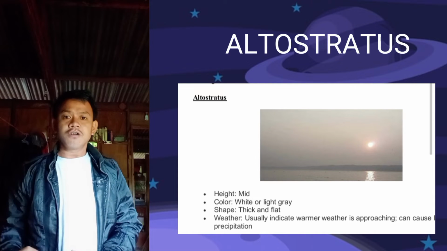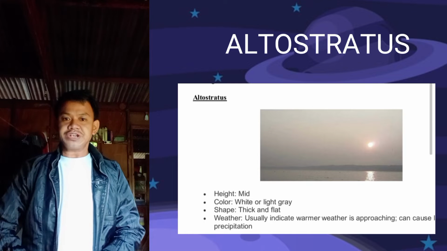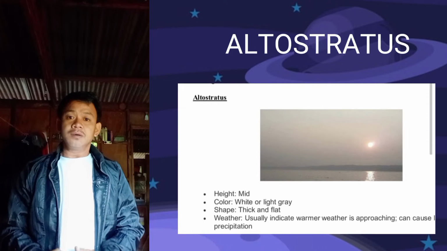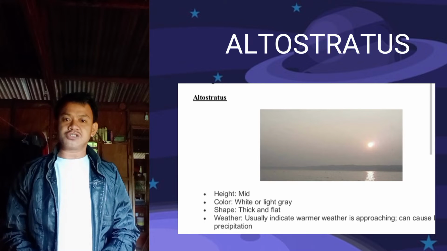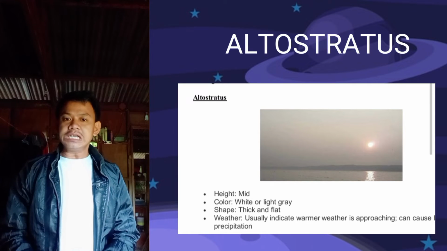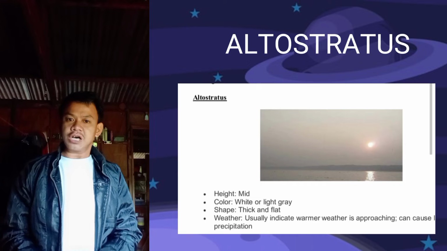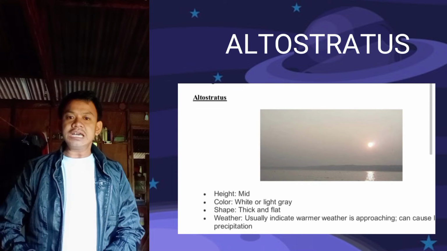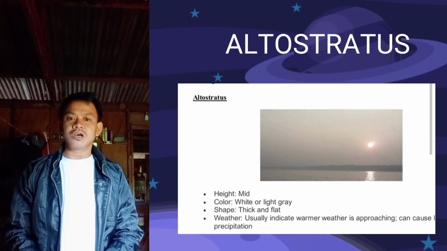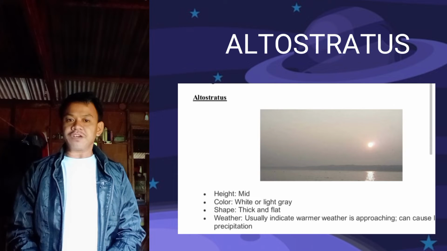Altostratus. These clouds form a white or gray layer that blankets the sky at the mid-level. There are usually no patches of blue sky when these clouds appear, but the sun is often visible as a dimly lit disk behind the clouds, although no shadow appears on the ground.